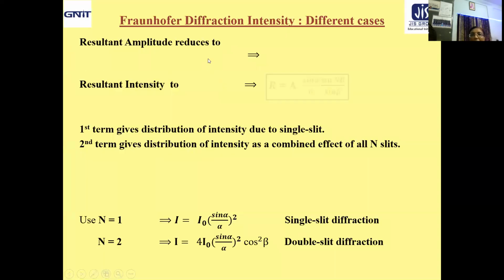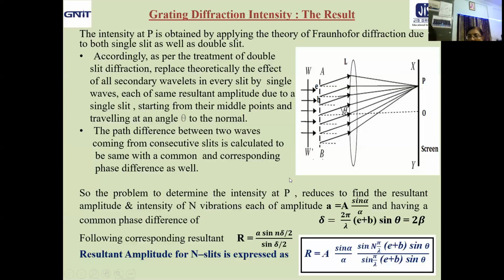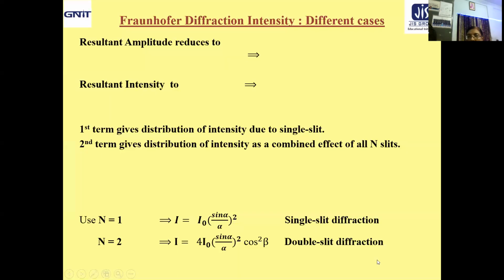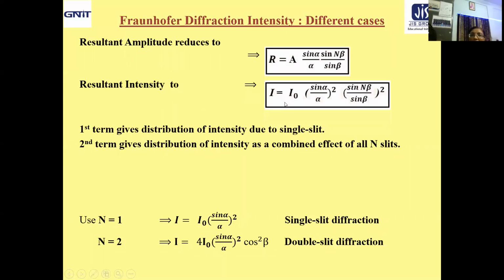Now, the resultant amplitude in terms of beta: R equal to A sine alpha by alpha, sine n beta by sine beta. If you take a look at the last expression, you will find that this is nothing but beta, pi by lambda (e plus b) sine theta. So it is sine n beta divided by sine beta. So what about the resultant intensity? I equal to K into R square.